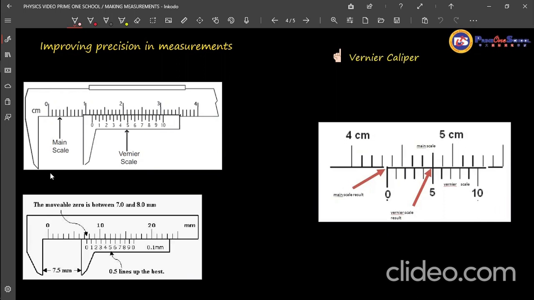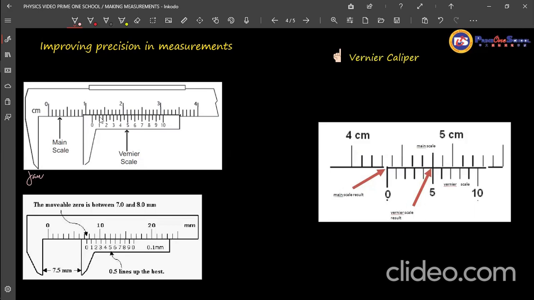You have to know that this is the main scale of the Vernier caliper, and this one is the Vernier scale. This one we call the jaw. This one is the fixed jaw. This one is the sliding jaw, so you can move it left and right. Now I want to read the scale of this picture.